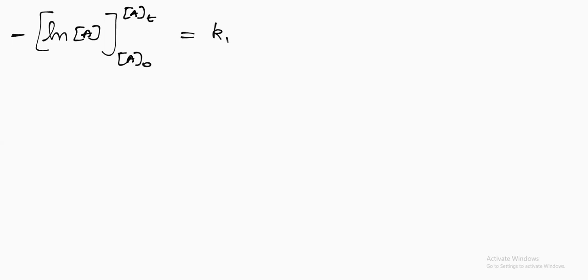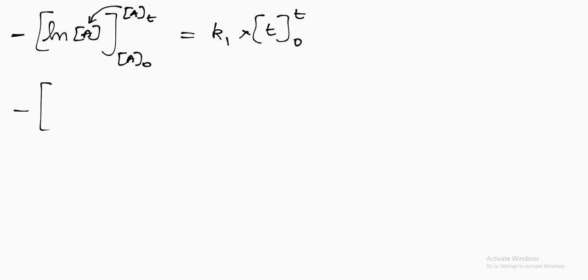So, if you integrate, you will get ln A. Integral dx by x is ln x. So, in our case, we have integral dA by A, so ln A. In front we have the negative sign, so I'll keep the negative sign as such. What is the upper limit? Upper limit is At and lower limit is A naught. In the right hand side, we have K1 into integral dt, which is t, upper limit is t, lower limit is 0.